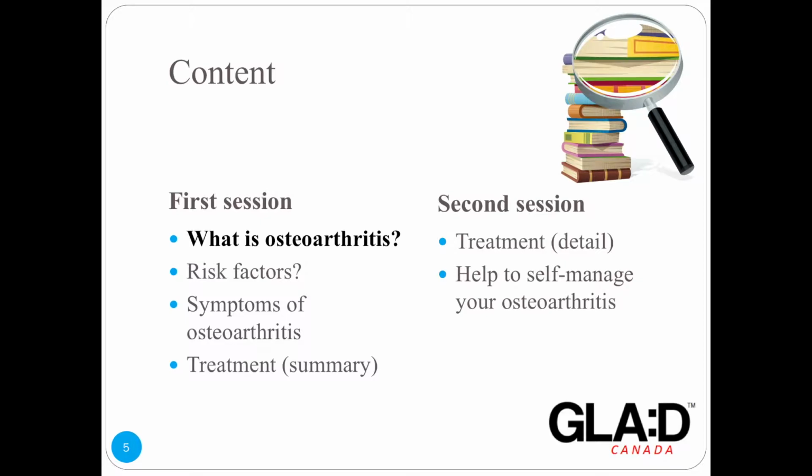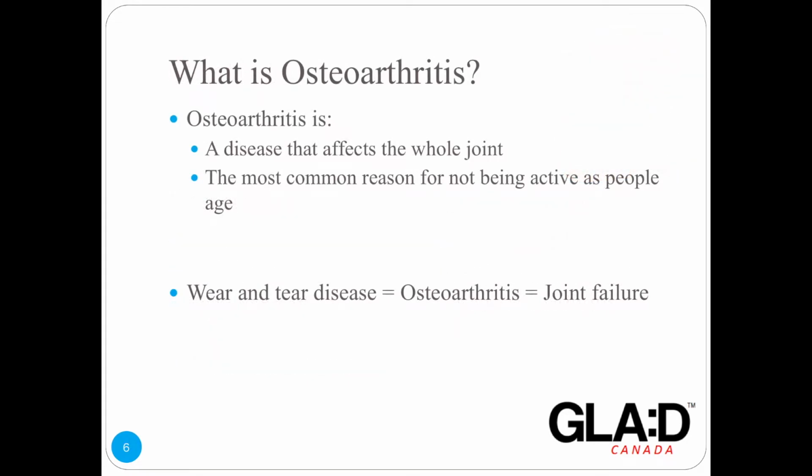So let's jump in. Let's go into what is osteoarthritis. Osteoarthritis is a disease that affects the whole entire joint. This is a condition related to a thinning or a breakdown of the cartilage that is on the two ends of the connecting bones. Osteoarthritis can start without any obvious reason why, and it is the leading cause for people 65 years and older not to be physically active.